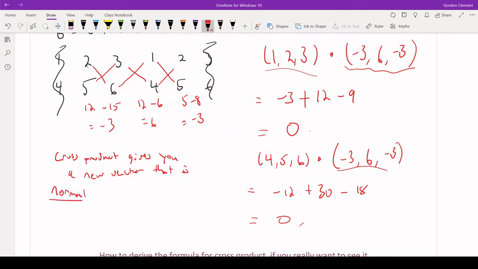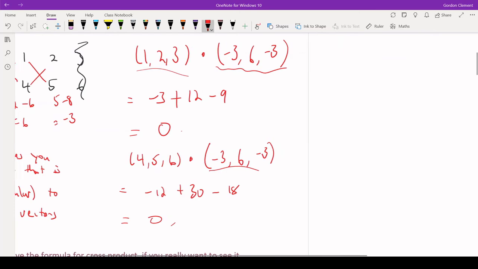So if two vectors are normal, it means they're perpendicular. So I'll write perpendicular in brackets because I want us to get used to using normal first. Perpendicular to both starting vectors. Okay, so that's its purpose.